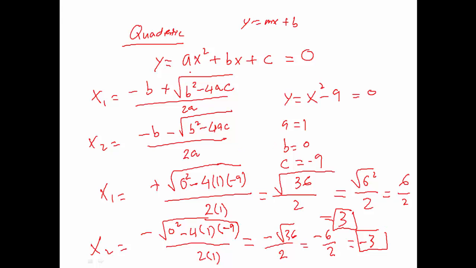So first, you always need to identify a, b, and c from a given quadratic equation. And then you can solve for x1 and x2 by applying the quadratic formula. So you always need to memorize this formula for x1 and x2. The difference between them is the plus and the minus sign here.